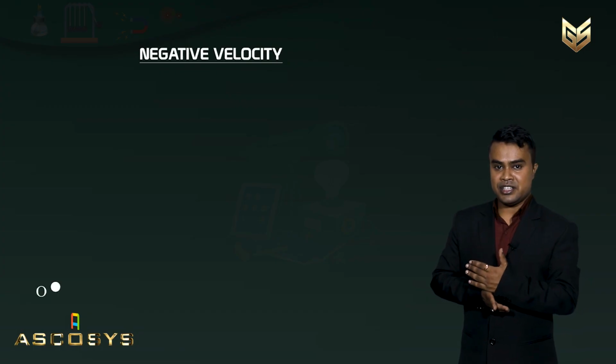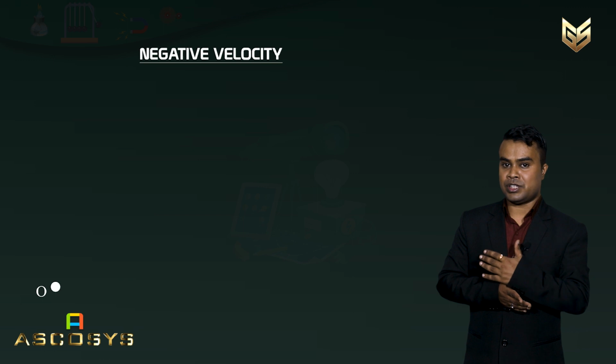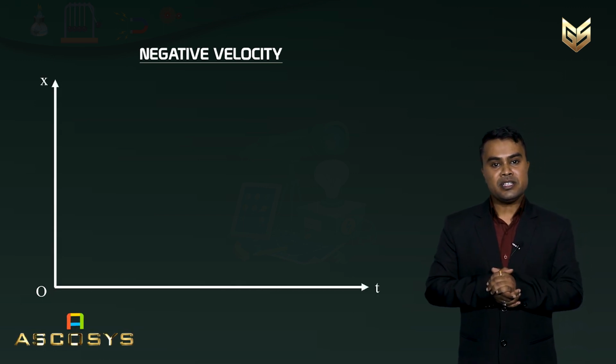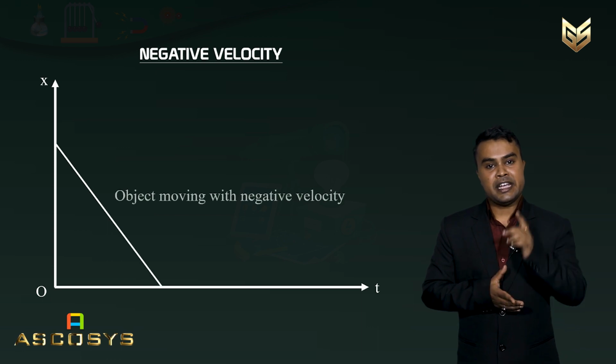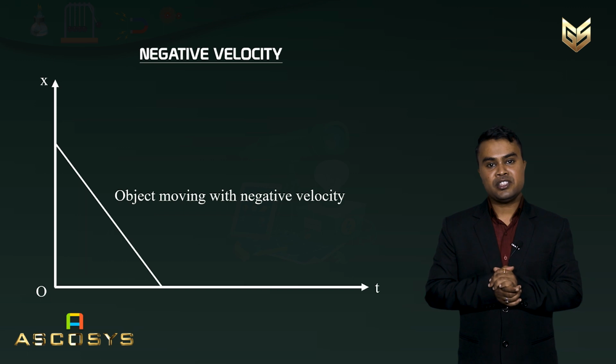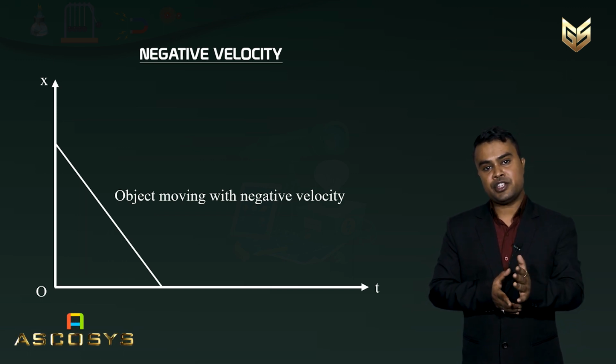Next, if you want to show negative velocity, how are you going to do it? Again, it can be shown graphically. On the x-axis you put time, and on the y-axis you put displacement. You will see that the displacement keeps decreasing with the passage of time. That is known as negative velocity, or the graphical explanation of negative velocity.